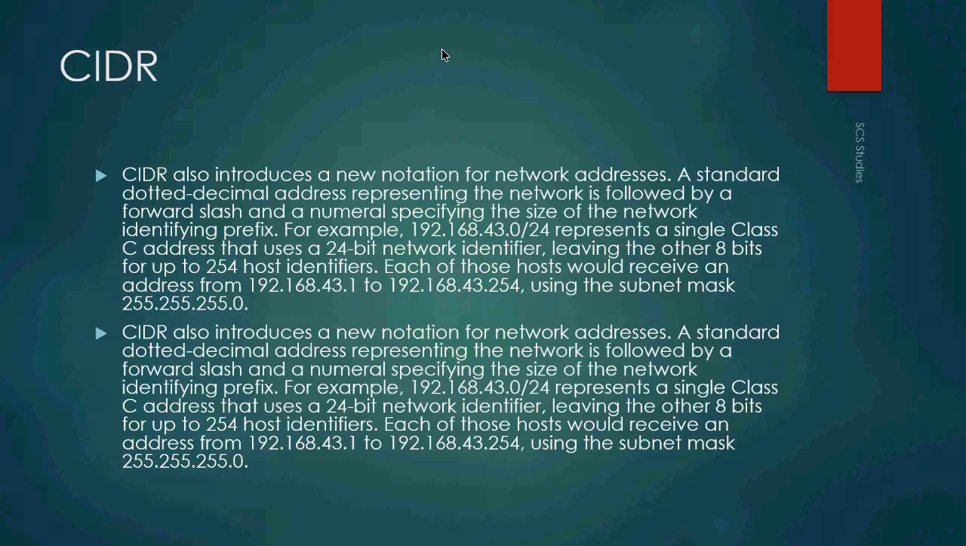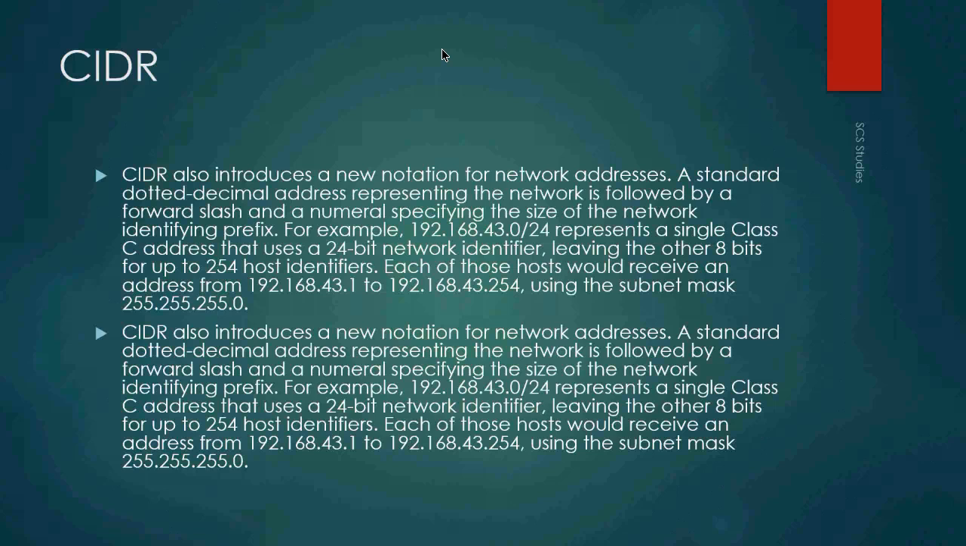CIDR also introduced a new notation of network address. A standard dotted decimal address representing the network is followed by a forward slash and a number specifying the size of the network. So this is the actual thing, guys. Why we are trying to understand CIDR: because from now onwards we are always talking about CIDR values.